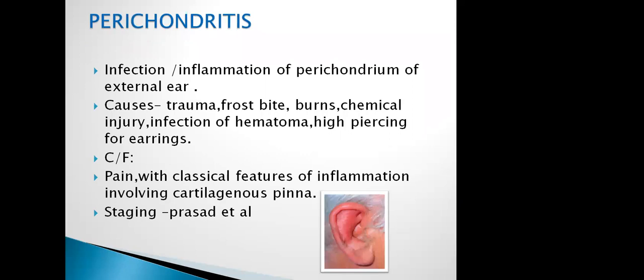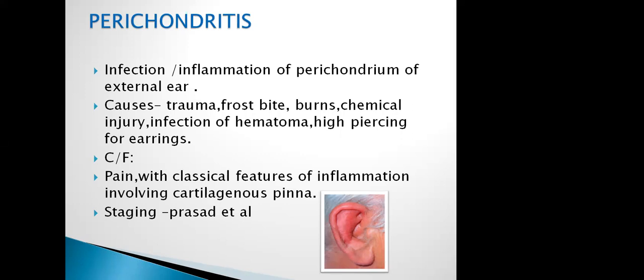Perichondritis is one of the major common conditions which we see in OPD. It is an infection or inflammation of the perichondrium of the external ear. The most common causes are trauma, frostbite, burns, chemical injury, and infection of a hematoma due to improper aspiration technique. One of the most common cases we see is with high piercing of earrings. The patient presents with severe earache, and on examination there will be a red, swollen, locally warm cartilaginous portion of the pinna. Typically, the lobule of the ear will be spared.